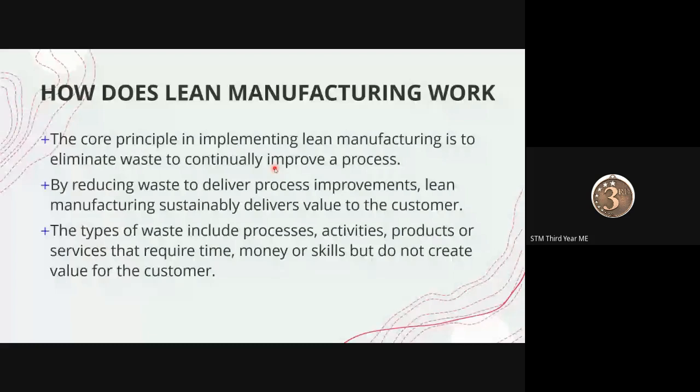Then we are analyzing various steps in which it can be produced. Maybe in one way it can be produced easily, but there may be waste. Then in another way it will take much more time, but waste will be less. So various procedures, and many number of procedures may determine the manufacturing work. But in lean manufacturing, the core principle is always to eliminate waste to improve a process.